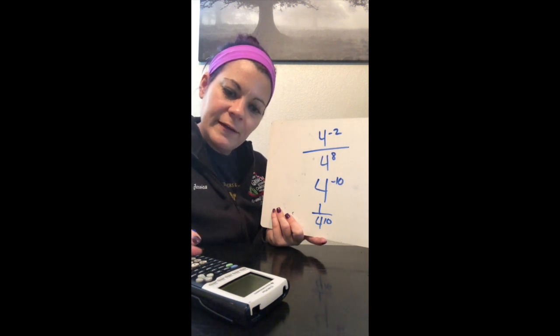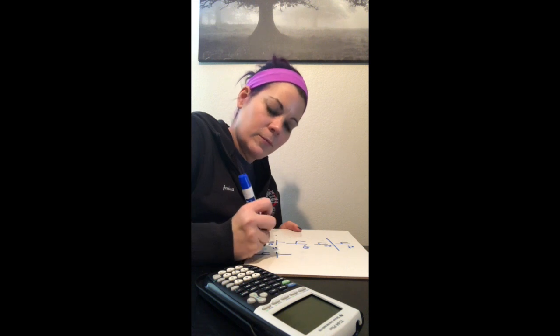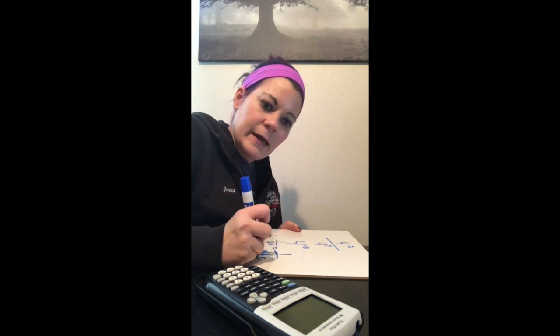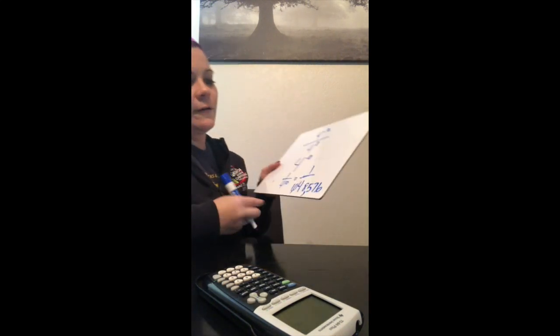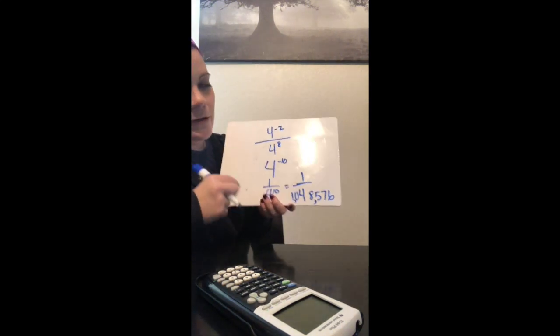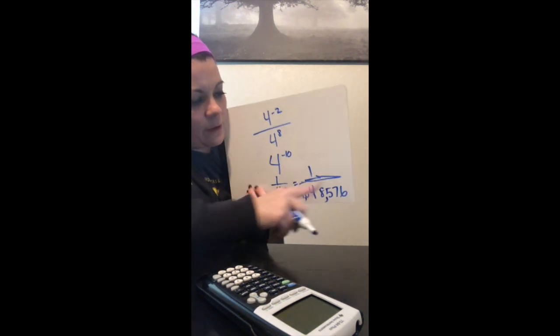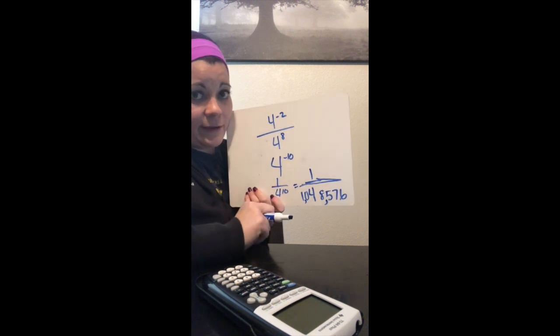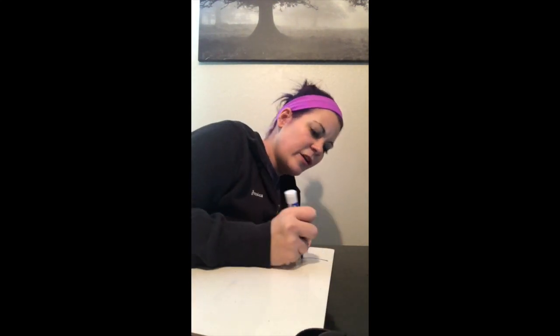Then 4 to the 10 is 1,048,576. So that would be 1 over all of that, 1 over 4 to the 10. Okay, so that is exponent property laws and also negative exponents. I'm going to do one bonus problem just so you know it.